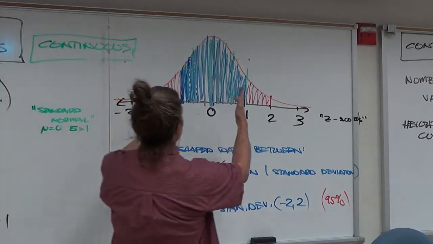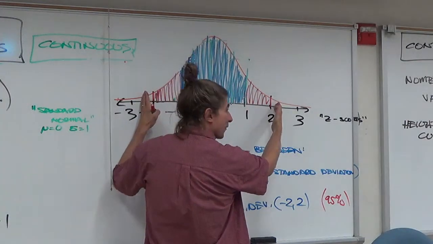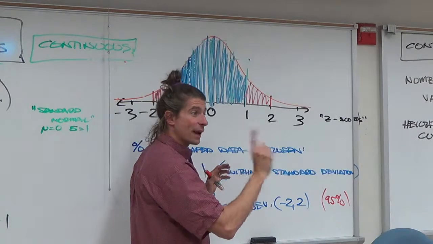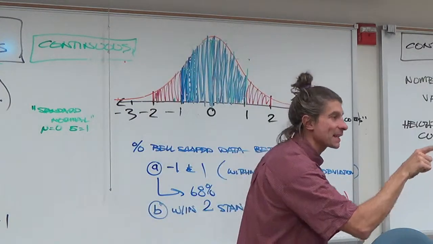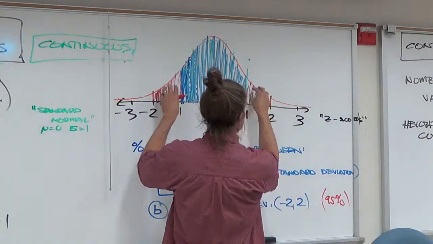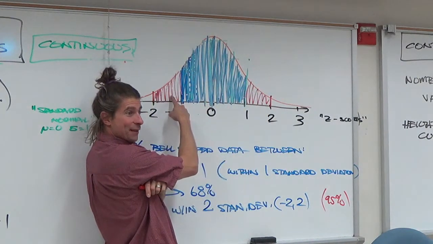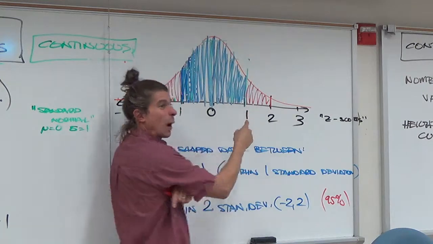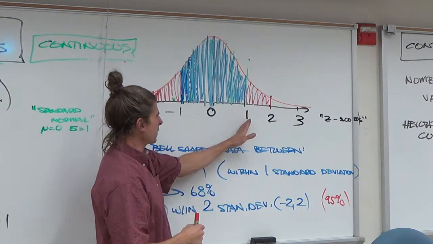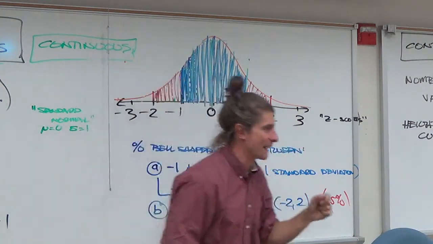So this is 68, right? And this is 95. And you do the difference of that. 95 minus 68 is 27. But that's both of these, isn't it? So this would be half of that, yes? 13 and a half? So outside of the first standard deviation, but below the second, there could be 13.5%.